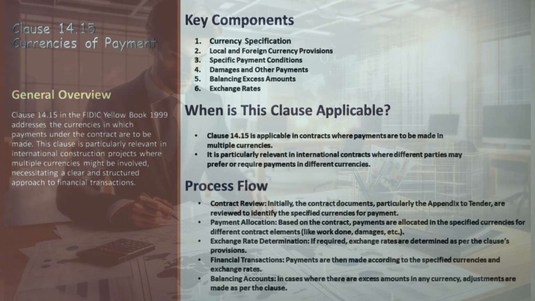The process begins with a thorough review of the contract documents, especially the appendix to tender. This review is essential to identify the specific currencies stipulated for payment. Based on the contract's terms, payments are allocated in the specified currencies. This includes various contract elements like work completion, damages, and other relevant financial aspects. If necessary, exchange rates are determined following the clause's guidelines. This step is crucial to ensure fair and accurate currency conversion.